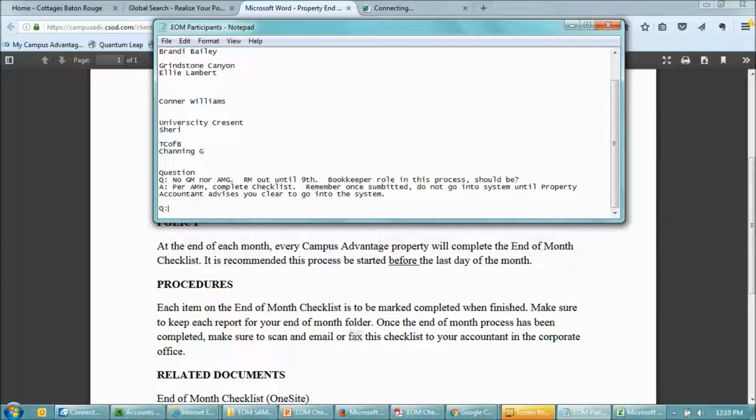And if your regional is on PTO right now, we will communicate with the VP instead. So we'll go to Christy Shorter if one of your regionals isn't here and we need someone to work on financials. They'll probably have somebody help, or they'll probably do it themselves depending on what the situation is.